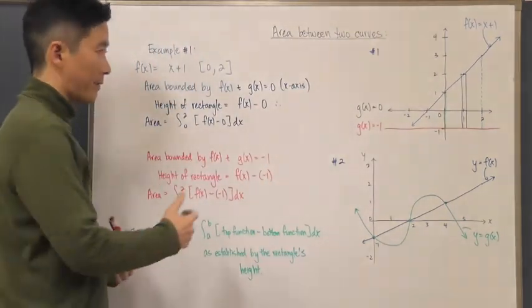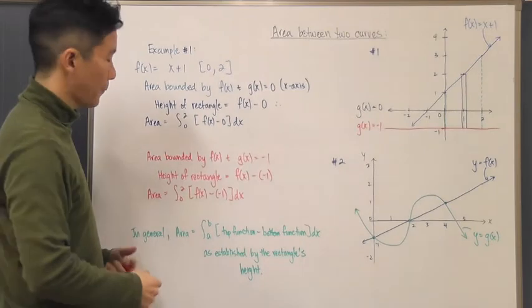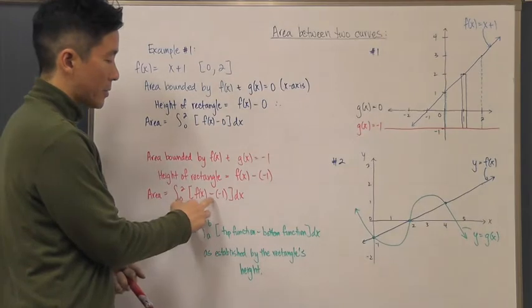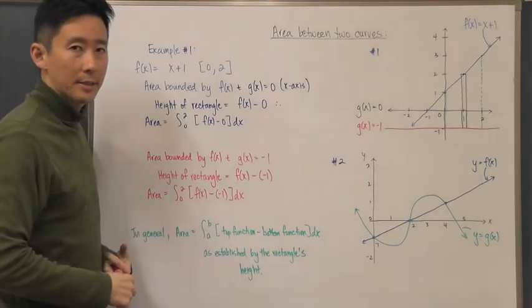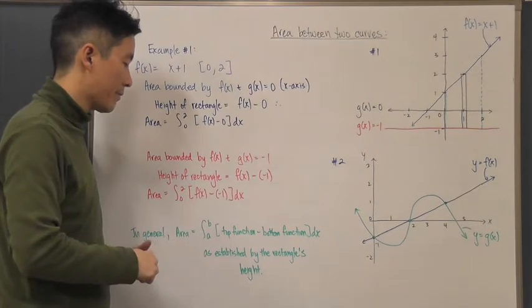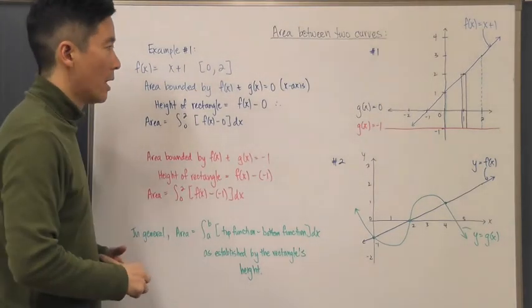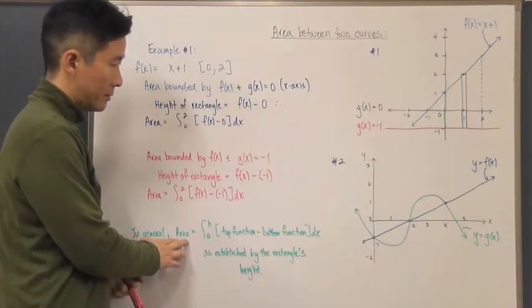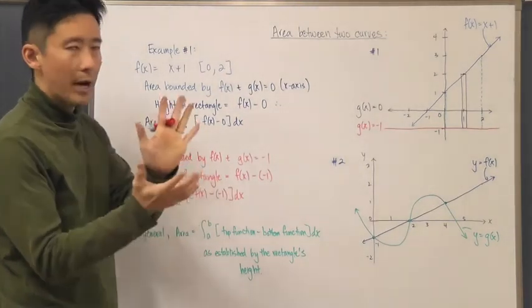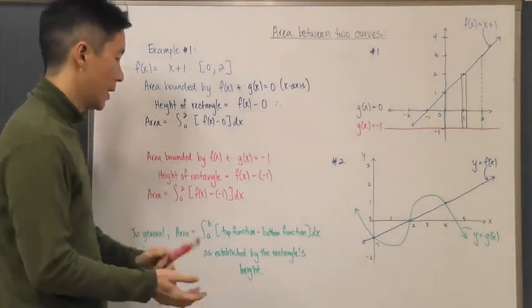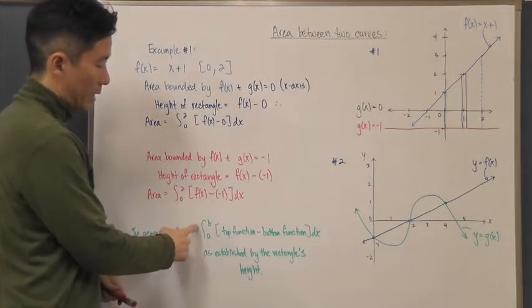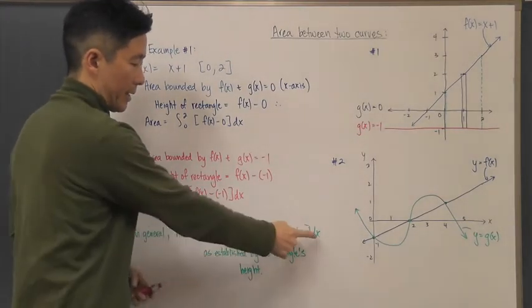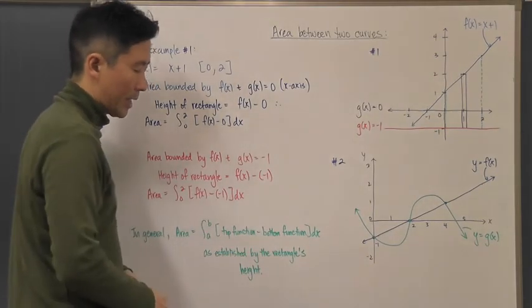So if I wanted to evaluate this area now, the area is equal to the integral from 0 to 2 of f of x minus -1 dx, and if we simplify that, that's just f of x plus 1. Now, in general, the area of any region that is bounded between two curves is always established by taking the integral from a to b of the top function minus the bottom function dx, as established by the rectangle's height.